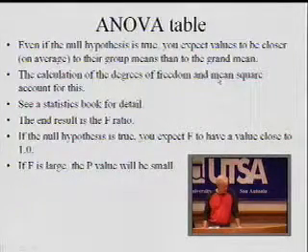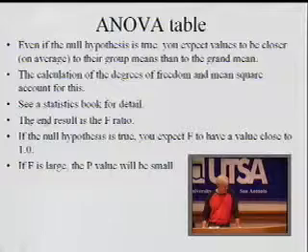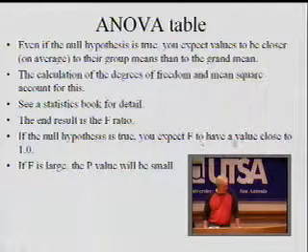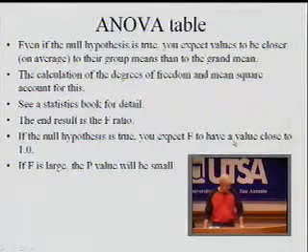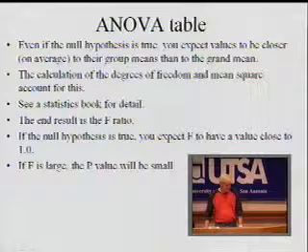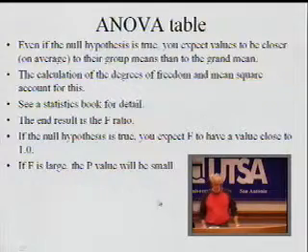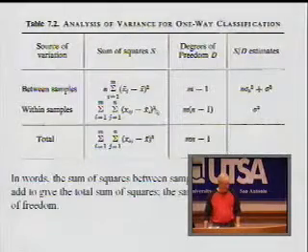The calculation of the degrees of freedom and the mean square account for this. See a statistical book for details. Good advice. The end result is the F ratio. If the null hypothesis is true, you expect F to have a value close to 1. If F is large, the p-value will be small. This is why we exceed the critical F value with our observed value, and we get a significant difference.